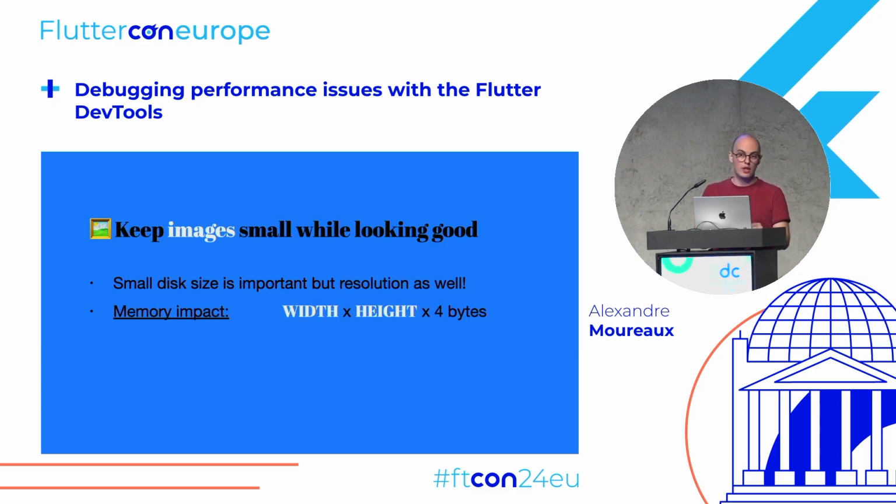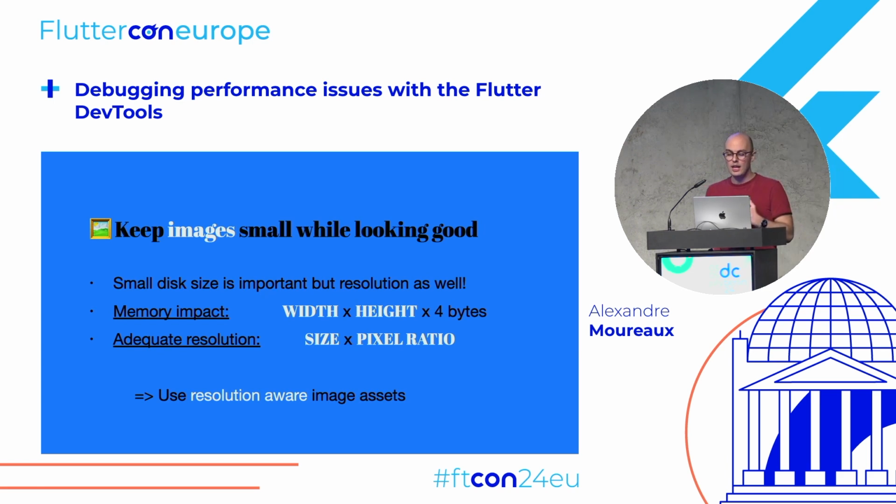Because images have a memory impact of about the number of pixels multiplied by 4 for usual PNG images. So if you have a 10 megapixel image, it's going to take 40 megabytes in memory, which is crazy. So the adequate resolution is really the size of your container, multiplied by the pixel ratio of the device. Otherwise, it's not going to look good.